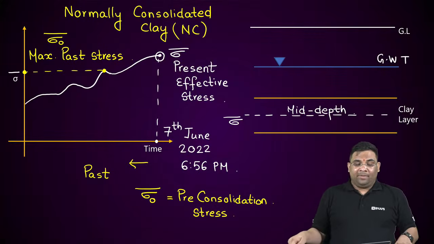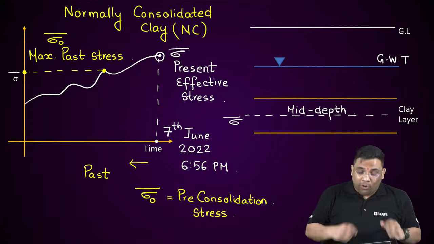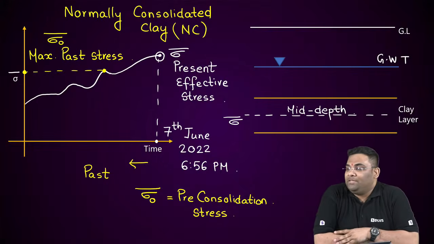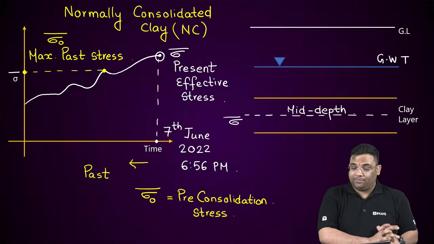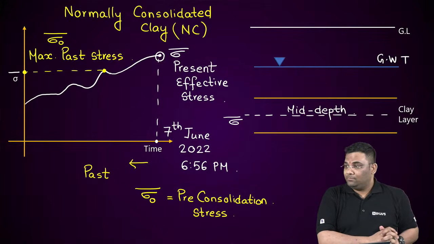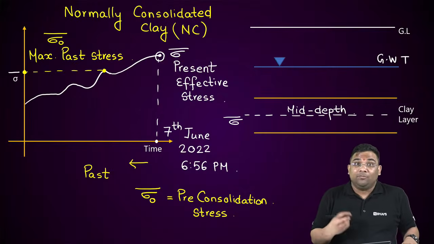Now tell me, from this diagram, which one is more? The present effective stress or the maximum past stress? Please mention which is more. Yes, from the diagram it is quite clear that the present effective stress is more.